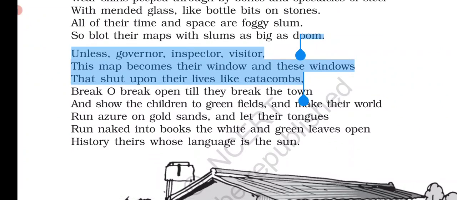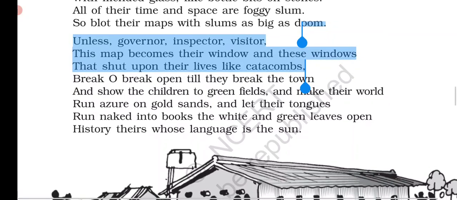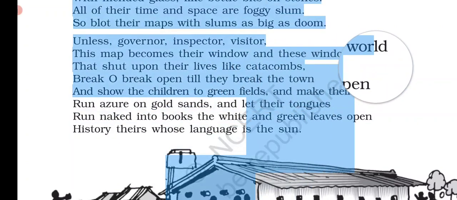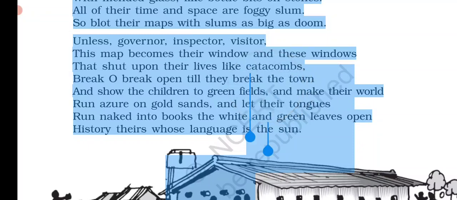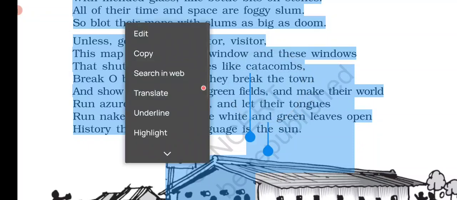So that shut upon their lives like a catacombs. And then break open till they break the town, and show the children green fields, and make their world run azure on gold sands, and let their tongues run naked into books, white and green leaves open history, theirs whose language is the sun.